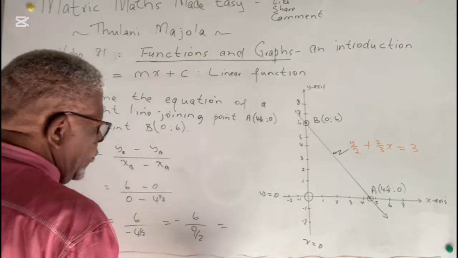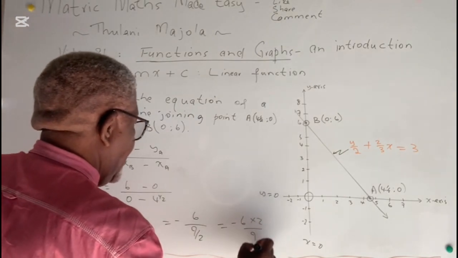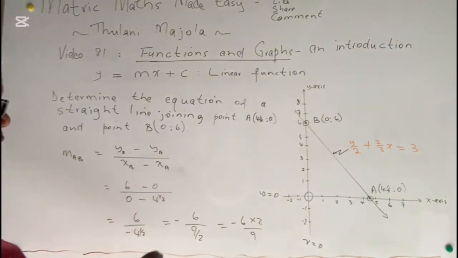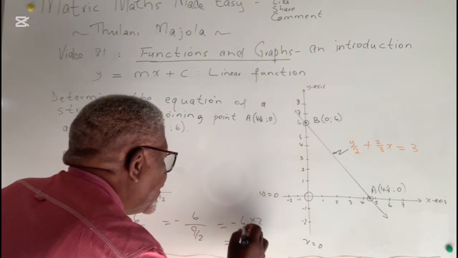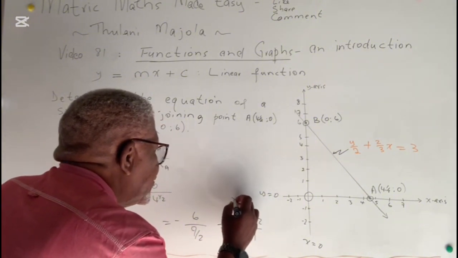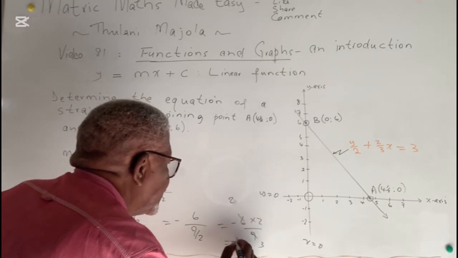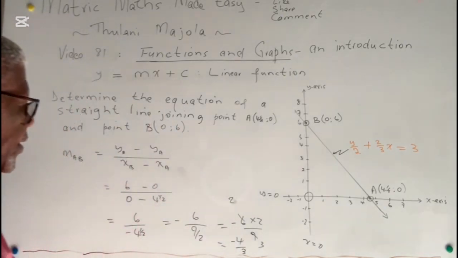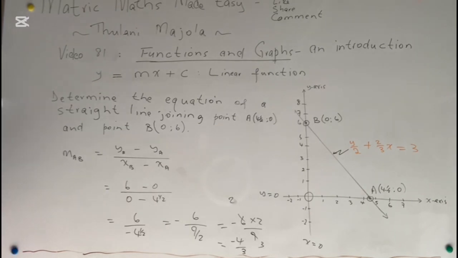And 9 divided by 2 will be negative 6 times 2 divided by 9. You can use your calculator. Anyway, you are allowed to use your calculator here to get the answer. So we have an answer of negative 4 over 3, which is your gradient. Once you have your gradient as negative 4 over 3, and your y-intercept is 6, you've got your equation.